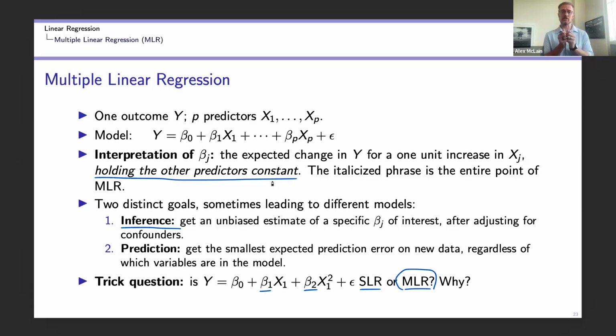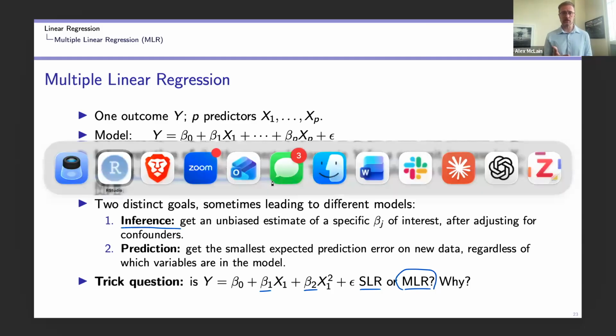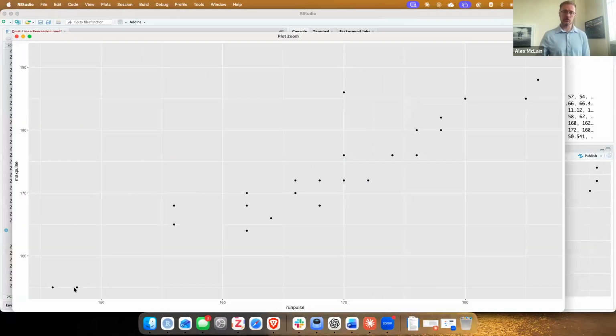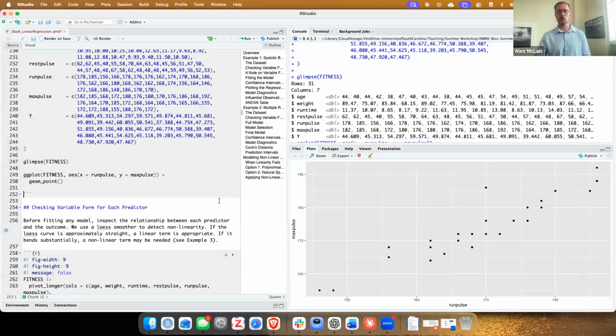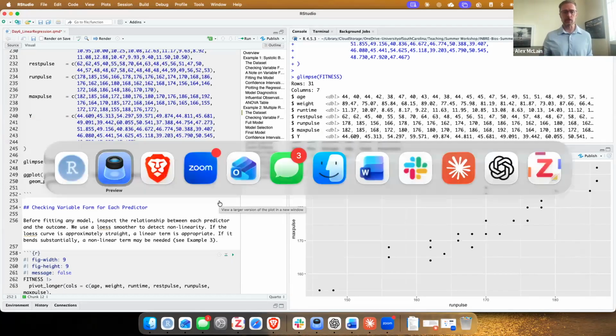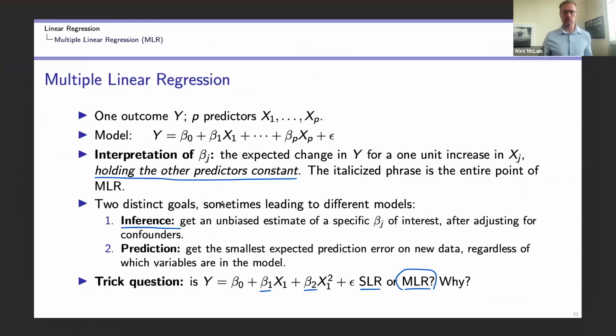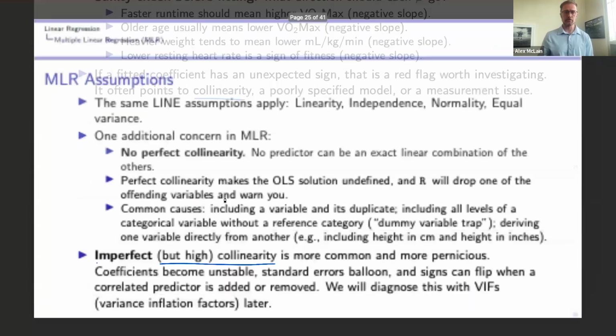Well, turns out it is difficult to change run pulse while holding max pulse constant. That's what we see in this figure here. Usually, if run pulse is going to increase by 1, there's going to be an increase in max pulse. This is called collinearity, something that can give us issues in our multiple linear regression model, and we'll take a look at it when we fit this model here.